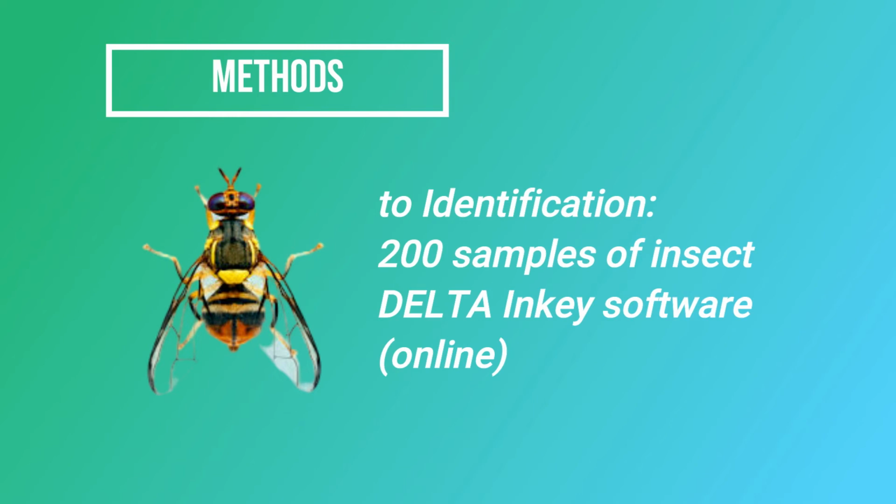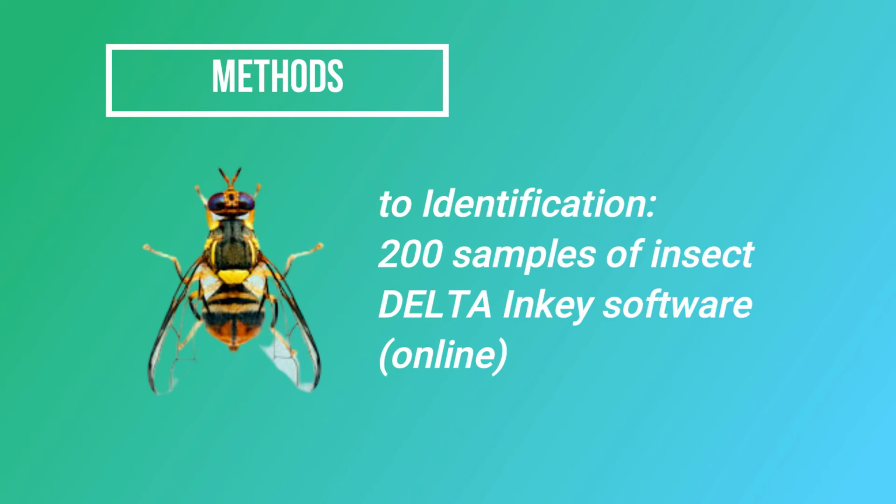The results are used for species identification by matching the morphological characters obtained from the laboratory with the morphological characters in the software. The final fruit fly identification results will appear automatically when the match is completed.